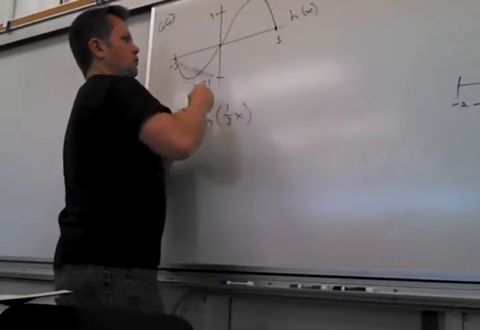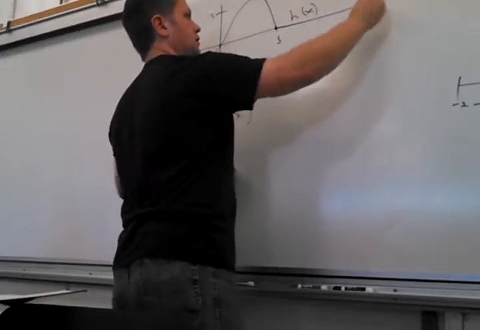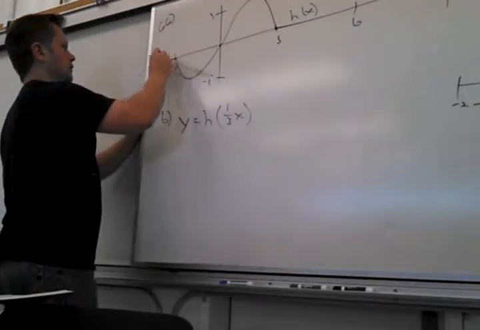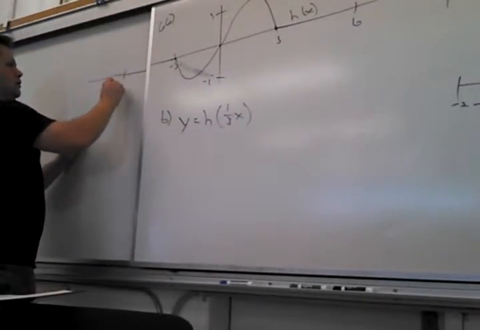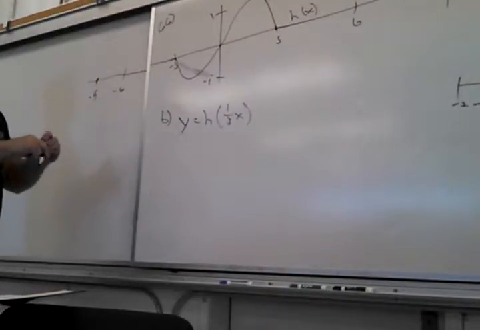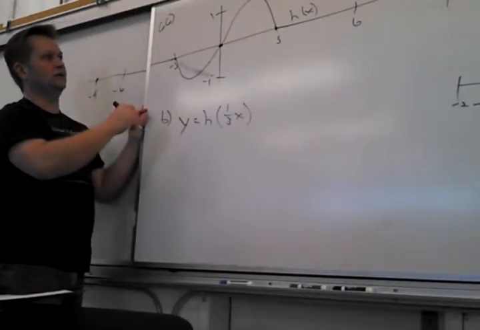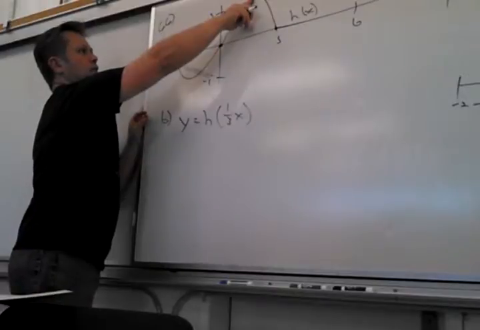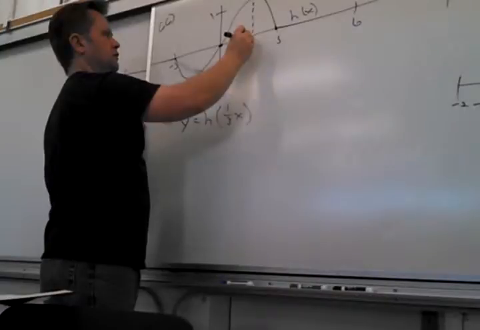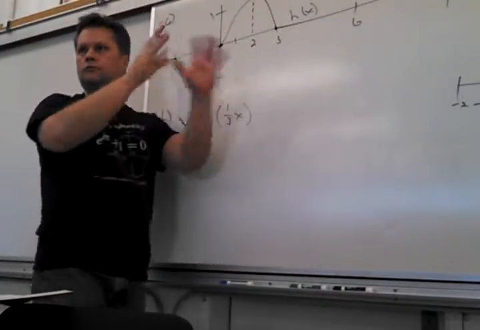So now, where's it going to do this? 3, 6, 9. And where is it going to do this? 6, 9. And what's it going to do here? It's nothing. Good. 3 times 0 is 0. Does anything happen with the maximum? Does that change? No. It just happens at a different place. So this happens roughly about 2, let's say. So now it's going to happen at 6. You see what I'm saying?